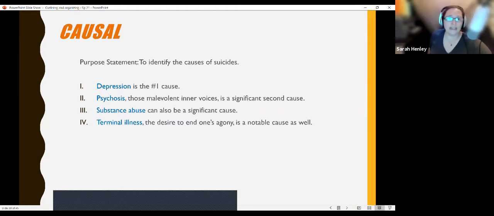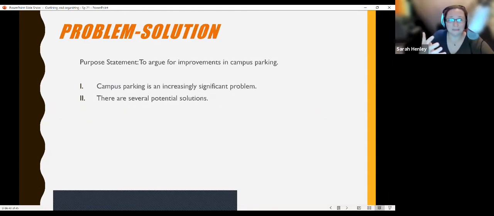So causal is cause and effect. In this example here, we're looking at different causes of suicide. Cause and effect, yes, can be chronological, because one thing happens which causes another thing, so there is an inherent chronology to it. But as you can see in this example, it would be closer to topical, because we are just looking at different causes of suicide, and whatever order they're placed in may not be relevant. So that is one of these specialized patterns.